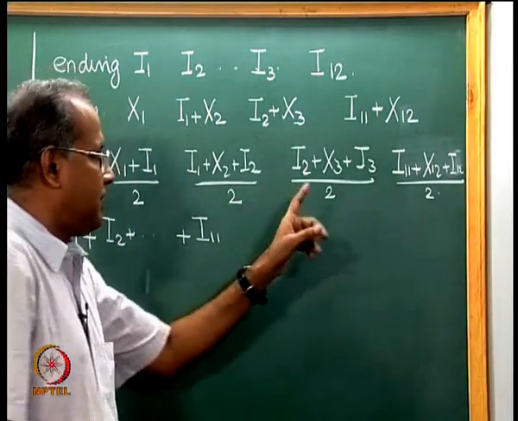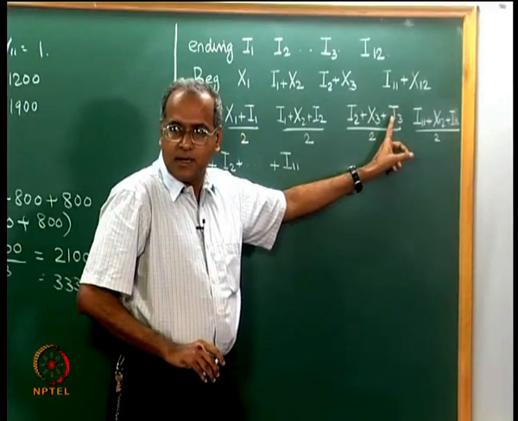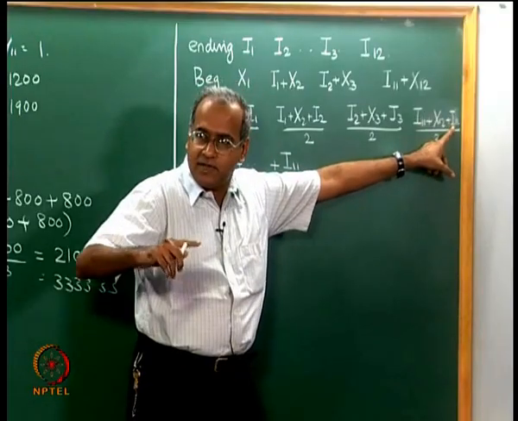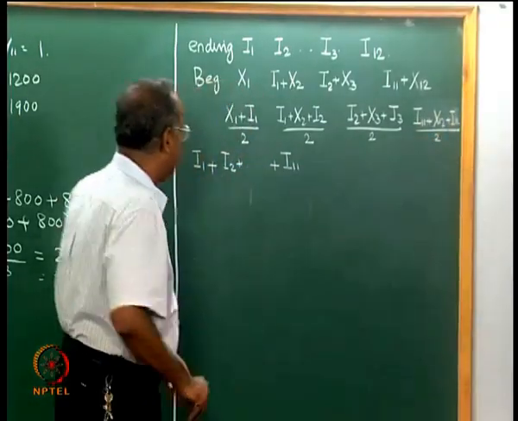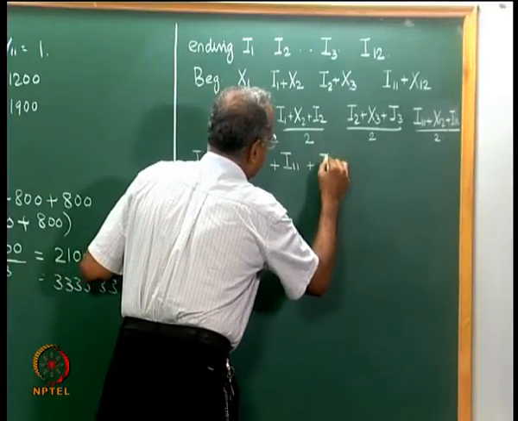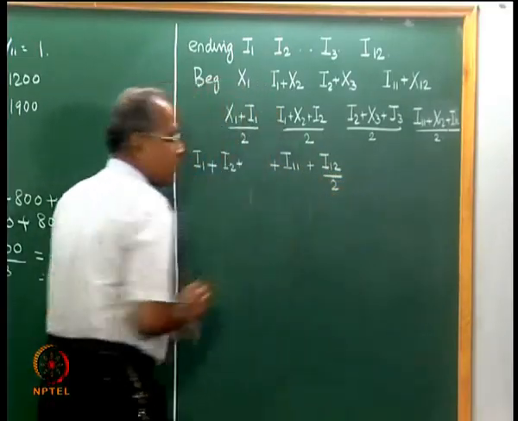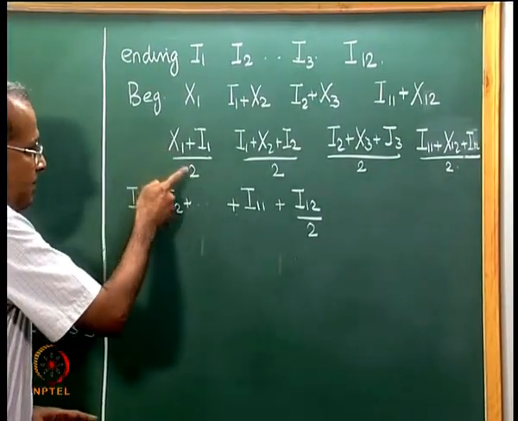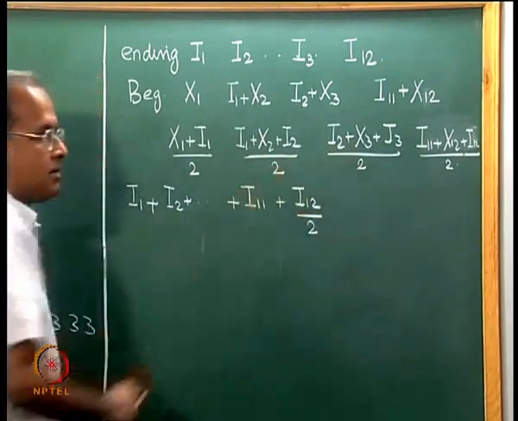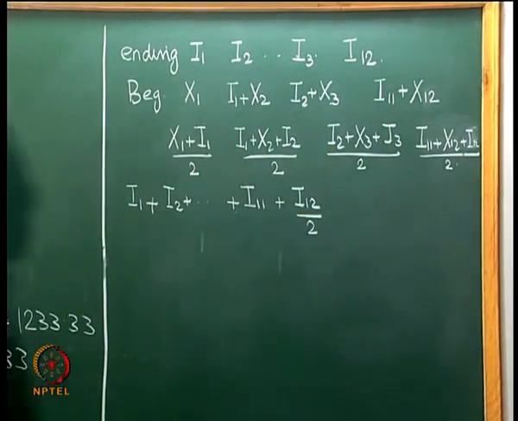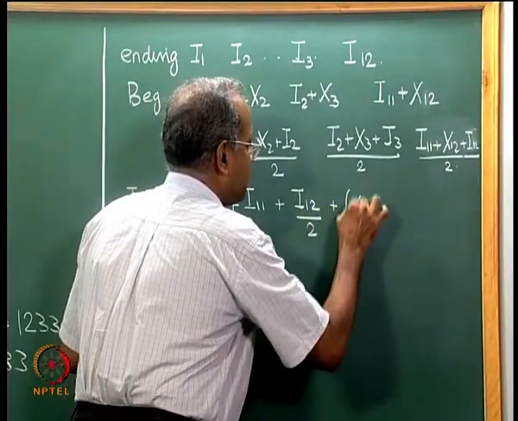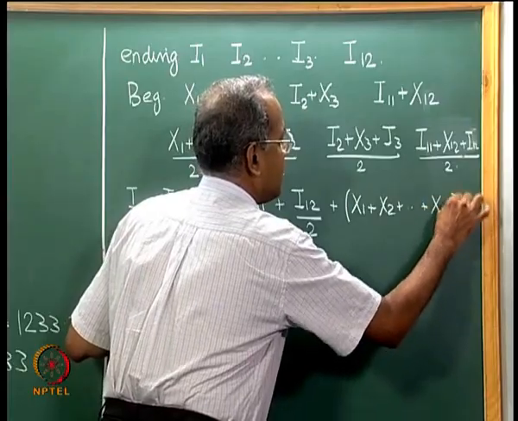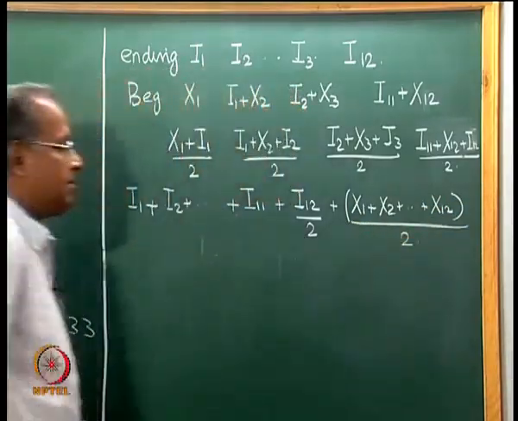I11 will have a term from the previous period and from the next one. I12 does not have a succeeding term because that is the last period. So up to I11, plus we will have I12 divided by 2, and then we are going to have x1 by 2 plus x2 by 2 plus x3 by 2 up to x12 by 2. So this will be plus x1 plus x2 plus etc. plus x12 divided by 2.